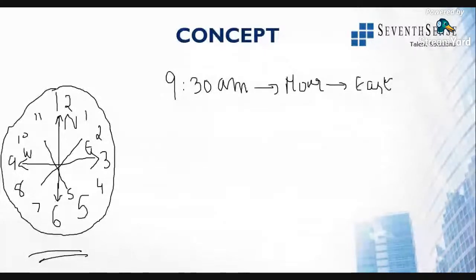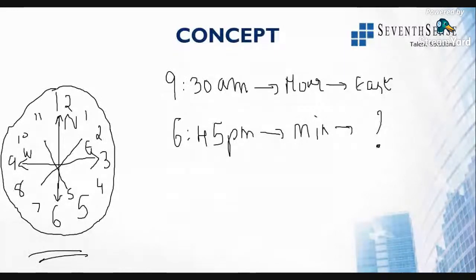So if the hour hand is pointing in the east direction, then in which direction will the minute hand fall at 6:45 p.m.? They'll ask this question. Now this is the general representation of what I've given here.